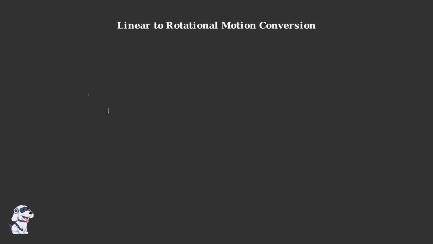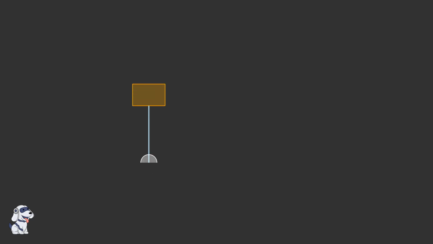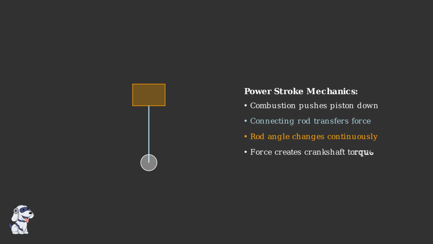The connecting rod performs one of the most crucial mechanical conversions in an engine, transforming the linear motion of the piston into the rotational motion of the crankshaft. During the power stroke, combustion forces push the piston downward. The connecting rod, attached to both the piston and crankshaft, must transfer this linear force while changing its angle as the crankshaft rotates. The key to this conversion lies in the geometry.